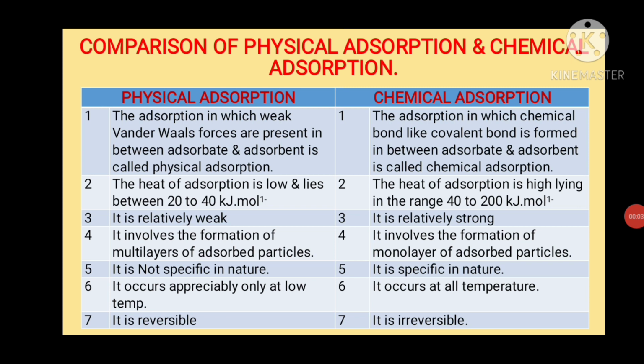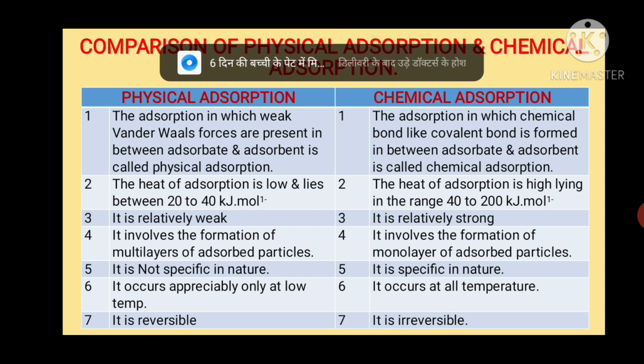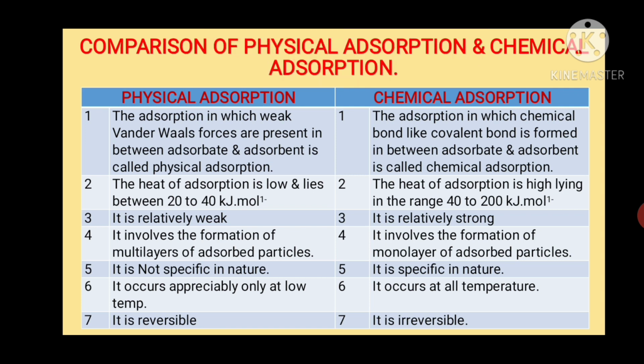Comparison of physical adsorption and chemical adsorption. In physical adsorption, the adsorption in which weak van der Waals forces are present between adsorbate and adsorbent is called physical adsorption. In chemical adsorption, the adsorption in which a chemical bond like a covalent bond is formed between adsorbate and adsorbent is called chemical adsorption. In physical adsorption, second point, the heat of adsorption is low and lies between 20 to 40 kJ per mole. In chemical adsorption, the heat of adsorption is high, lying in the range 40 to 200 kJ per mole.